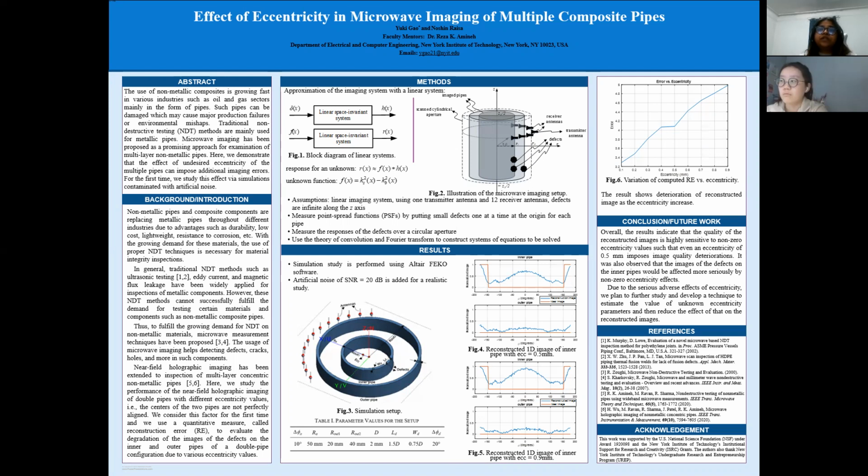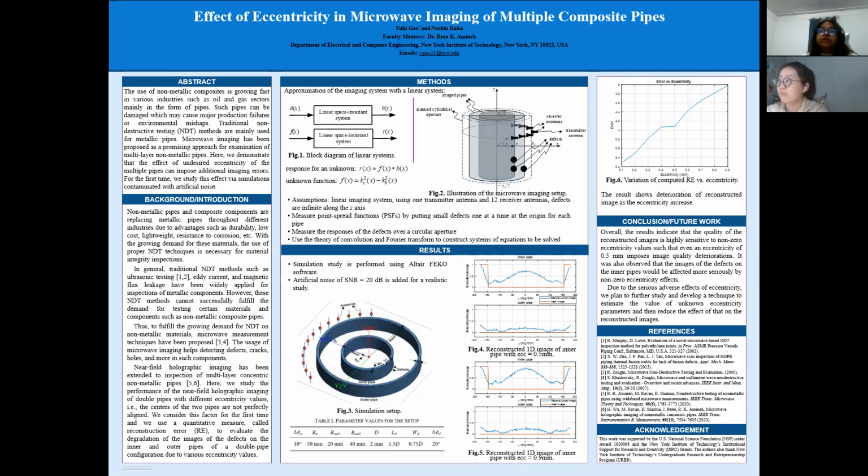This experiment was done only changing the centricity of the inner pipe with respect to the outer pipe. To understand the effect of eccentricity, we experimented with eccentricity from 0.1 millimeter to 0.9 millimeter, which was simulated with defects at angles 170 degrees and minus 170 degrees on both pipes one at a time. If you direct your attention to the poster, you'll notice the two 1D images in the results section. Figure 4 shows the result of simulation with 0.5 millimeter eccentricity and the defect angles at 170 and minus 170 degrees only on the inner pipe.